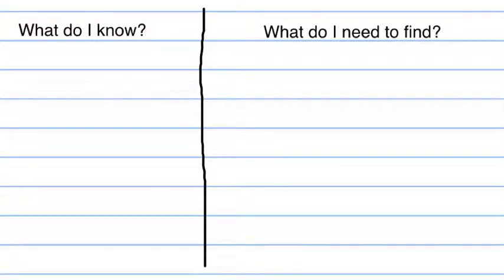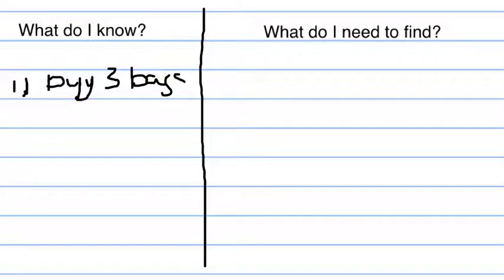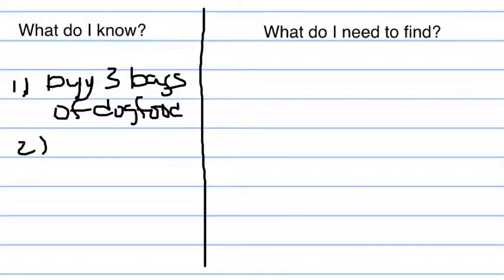Okay, so looking back at the problem, we're going to divide our paper into two sections. We're going to divide what do we know and what do we need to find. So what is the first thing that we know from the word problem? Well, we know we're going to buy 3 bags of dog food. What else do we know? The adoption fee is $125.